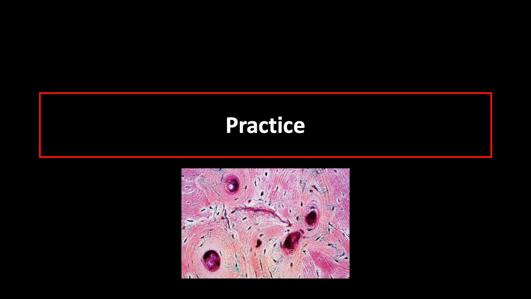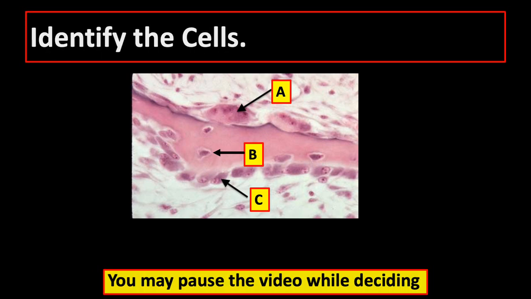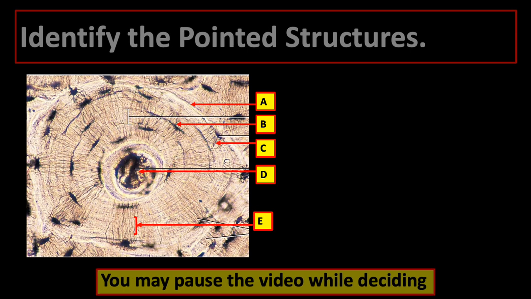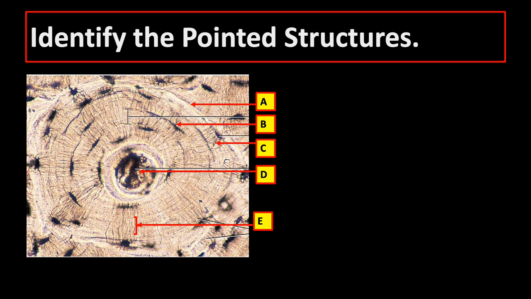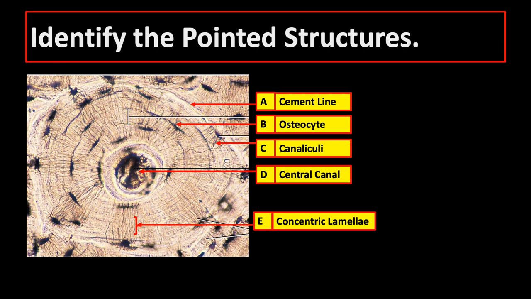And now let's try to identify some structures. Identify the pointed cells of a bone tissue. If your answer is osteoclast for A, osteocyte for B, and osteoblast for C, then you got everything right. Next, identify the pointed structures. If your answer is cement line for A, osteocyte for B, canaliculi for C, central canal or Haversian canal for D, and concentric lamellae for E, then you get everything right.